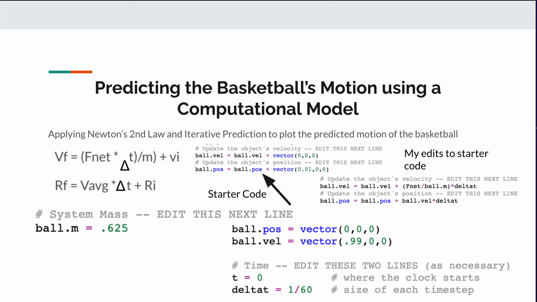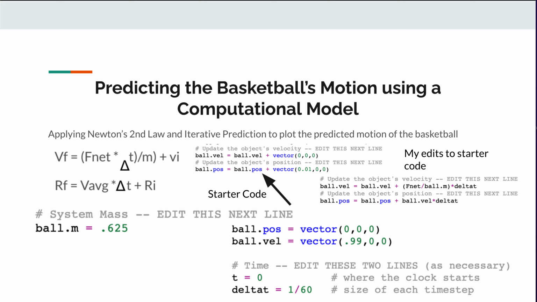To predict the basketball's motion using the computational model, I used the starter code and updated the velocity update and position update functions to incorporate Newton's second law as shown by the equations. I also changed the mass so the program reflected the correct mass of a basketball, but because our net force is zero, the value of mass when modeling constant motion is negligible. I also needed to change the initial position and velocity of the basketball.